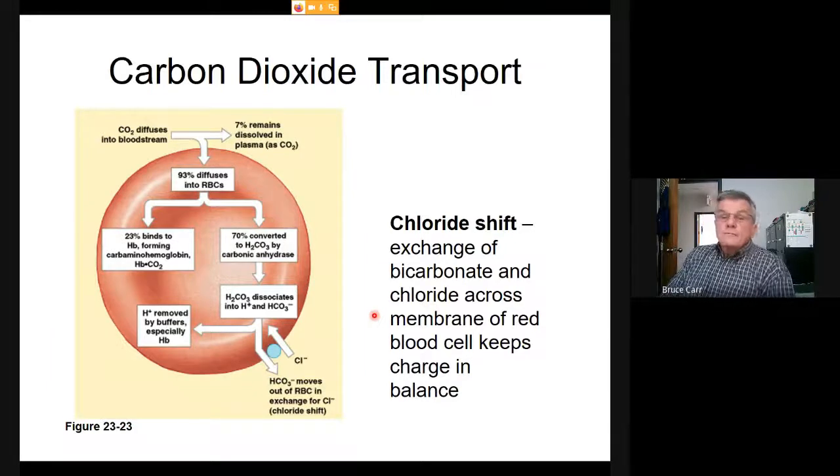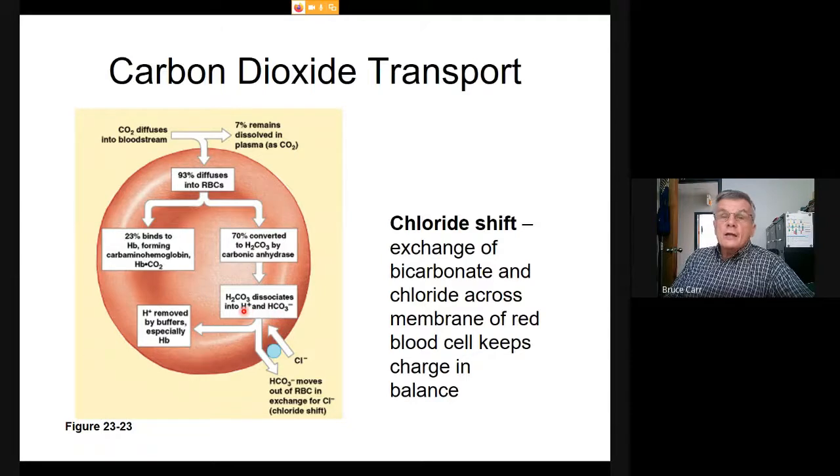So the overall idea for carbon dioxide transport, we only have to look at a couple of places. It diffuses into the bloodstream, so there's the 7% that we mentioned. We're going to transport the rest into the red blood cells themselves. Now, 93% then of the CO2 is entering the red blood cell. Here's the 23% that forms the complex with hemoglobin. And this 70% is made into carbonic acid. That's the formula right there, which dissociates into hydrogen ion and bicarbonate.